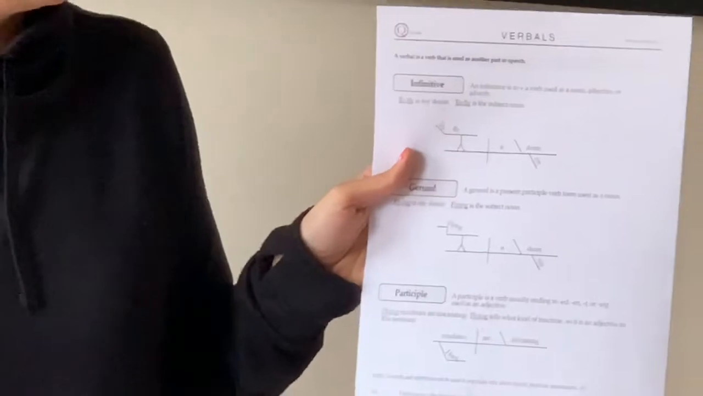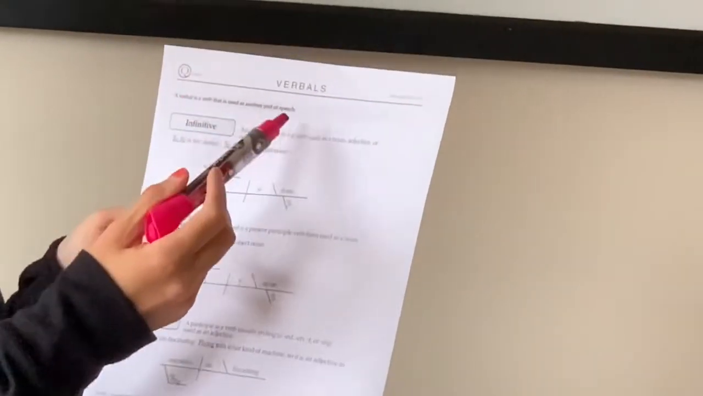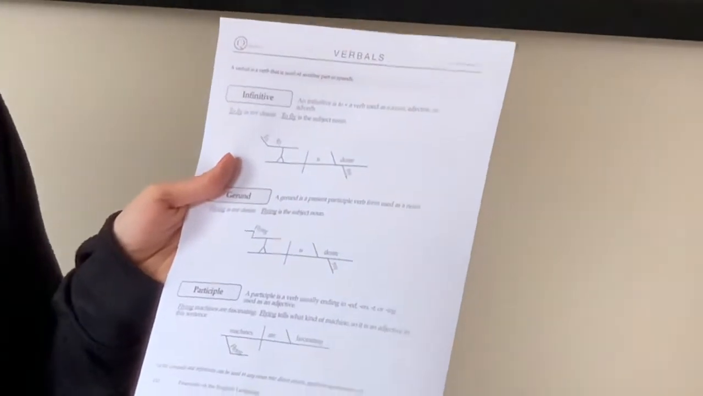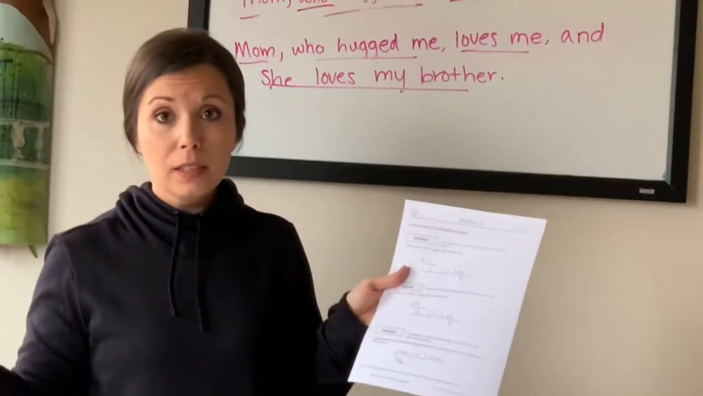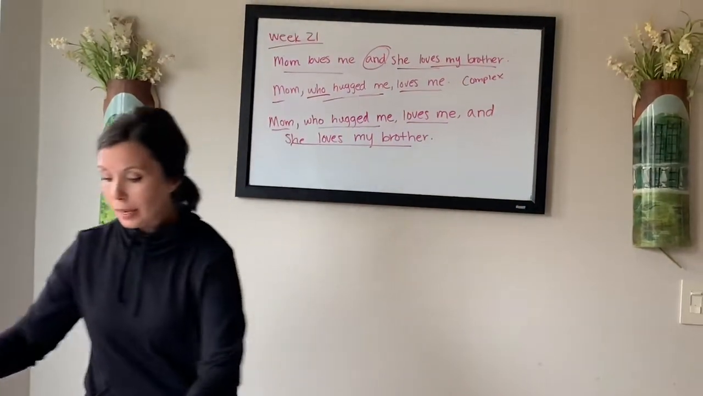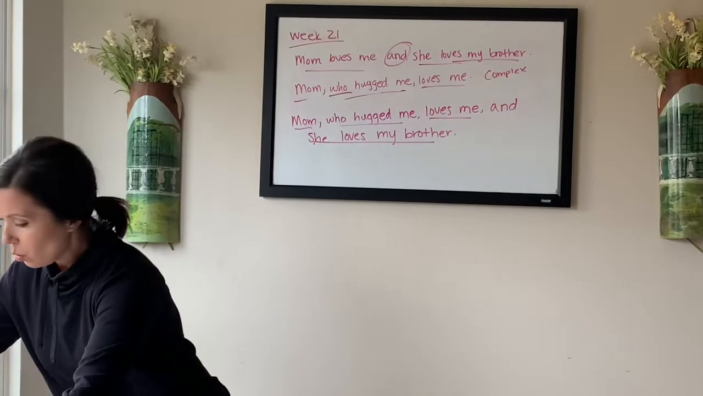So first off, what is the definition of a verbal? Okay, right here is the definition of a verbal. A verbal is a verb that is used as another part of speech. What other parts of speech can they be used as? They can be used as an adjective, a noun, or an adverb.